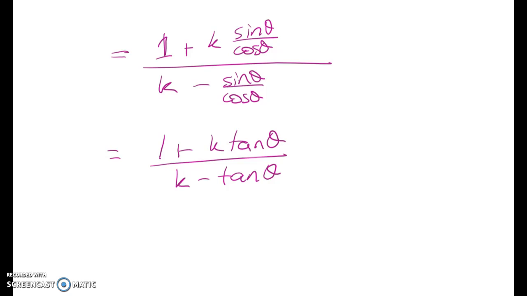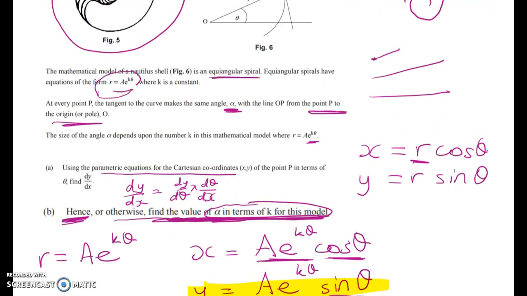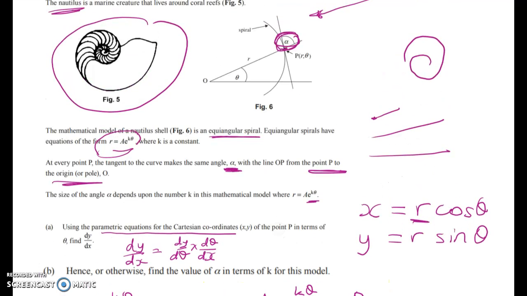Now I'm going to go back to the question for the second part, which is definitely the trickier bit. We're told, hence or otherwise, find the value of alpha in terms of k for this model. So we've got quite a nice expression for dy by dx. This is alpha up here. I've done the diagram bigger on the next slide.